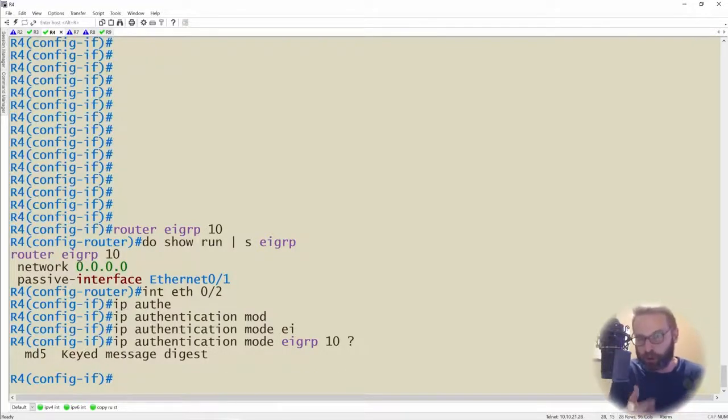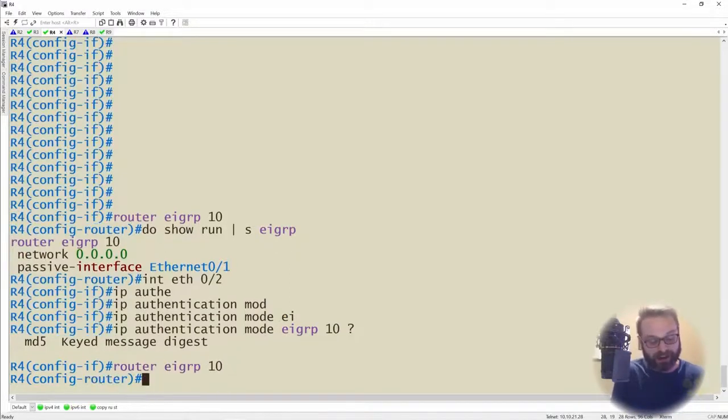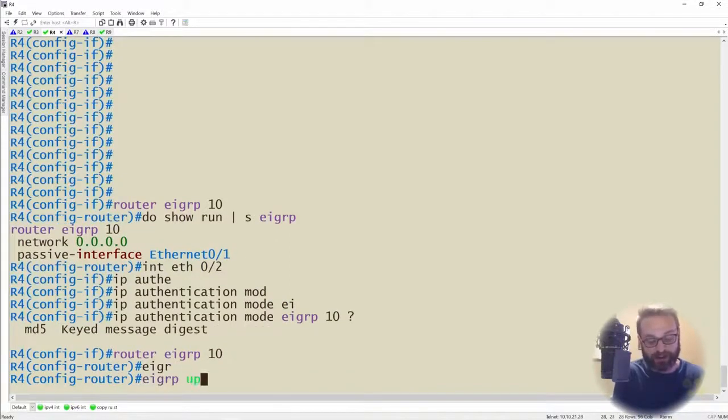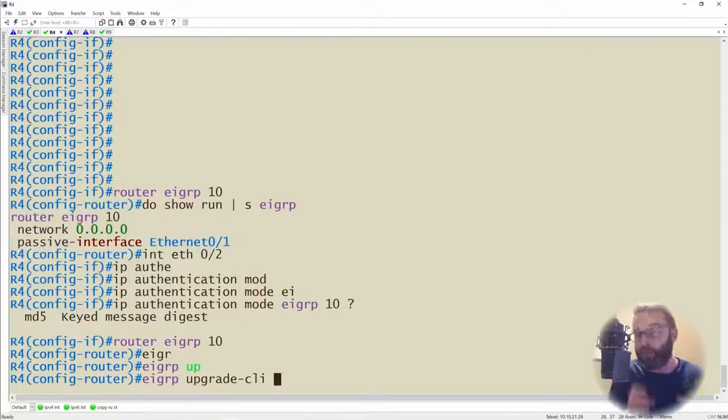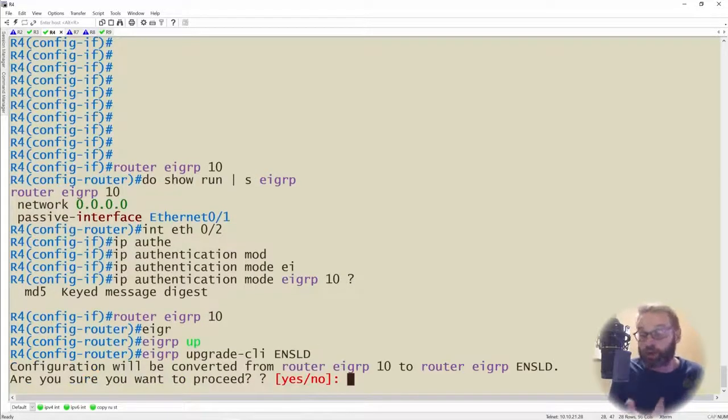So check this out. This is actually really cool, and I wanted to squeeze this one in there. If I go back to router EIGRP 10, I can now say EIGRP upgrade CLI. That will actually convert this process from EIGRP classic mode into EIGRP named mode. All I have to do now is specify a name for the new process, like ENSLD, and I press enter. It says, are you sure you want to convert this? And we'll just say, yes, we do.